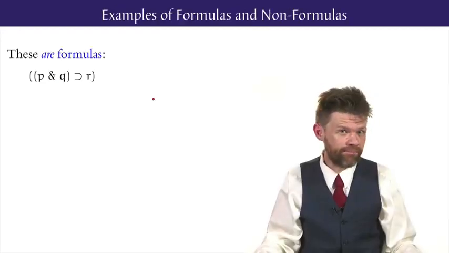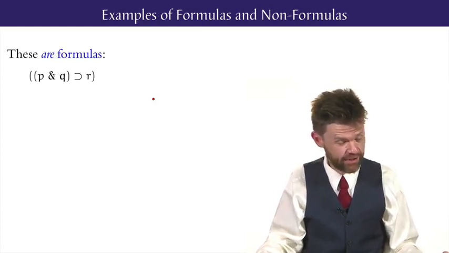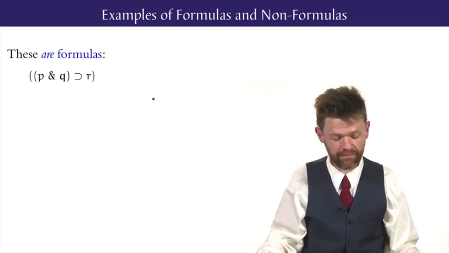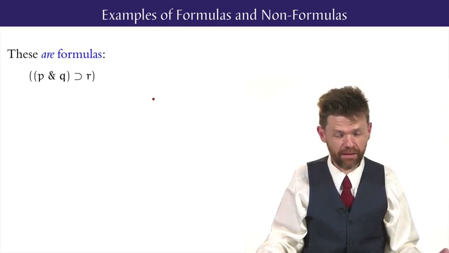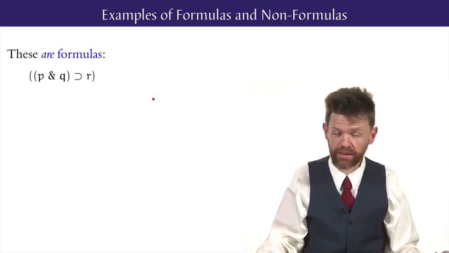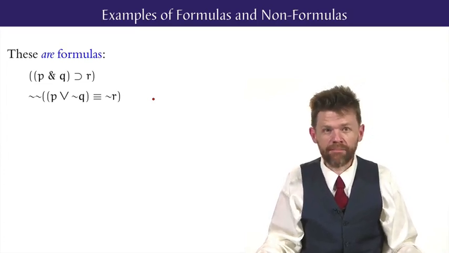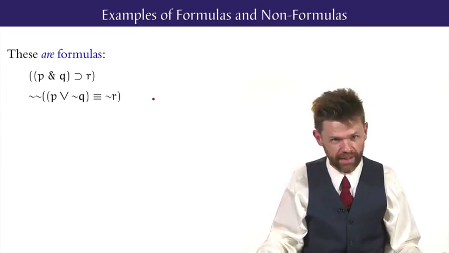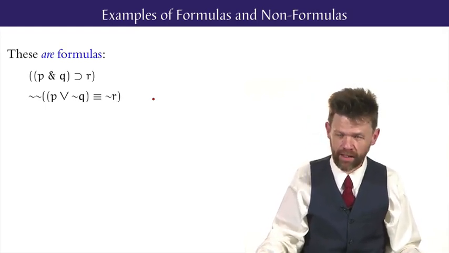So here are some more. P and Q implies R. This is a formula which is a conditional, whose antecedent is P and Q, and whose consequent is R. The antecedent P and Q is a conjunction, the conjunction of P and Q. So the atoms in this formula as well are P and Q and R. Here's a more complicated statement. It's not the case that, it's not the case that, P or not Q, if and only if not R.